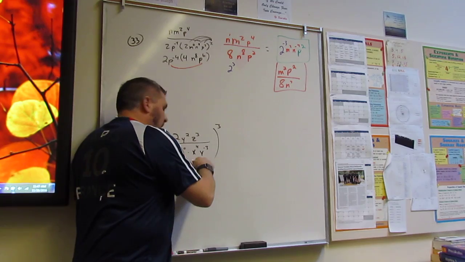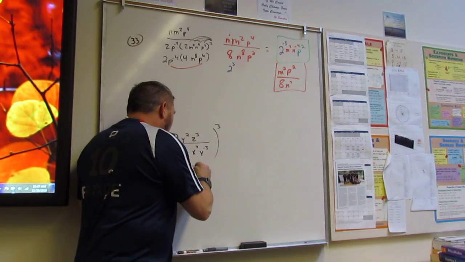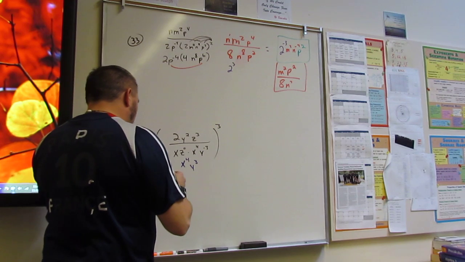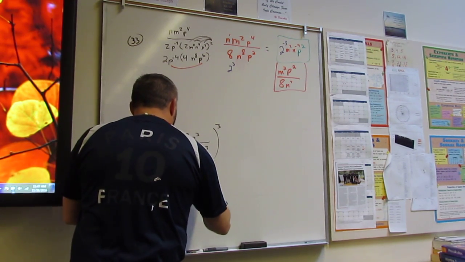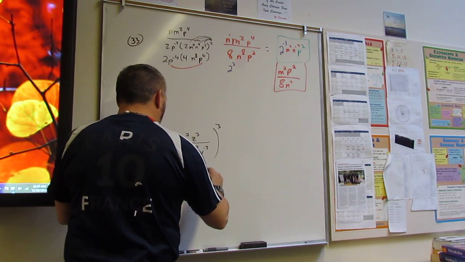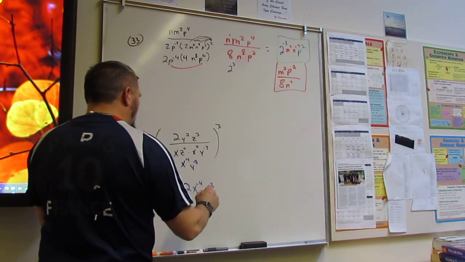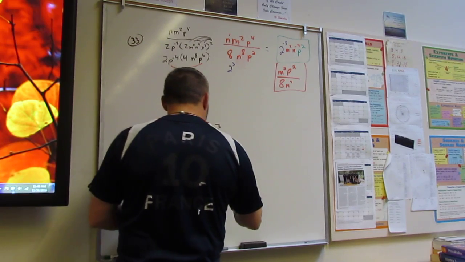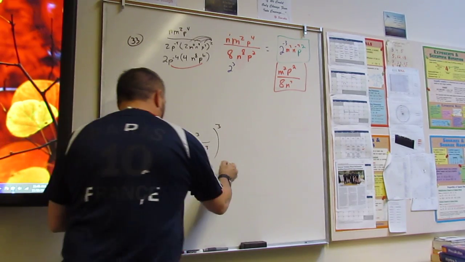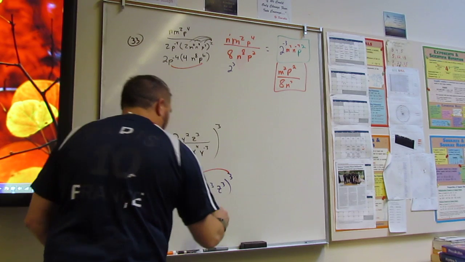First of all, I have to connect these. I've got x to the 4th, y to the 3. Now I'm going to bring them together. So now I've got 2x to the negative 4, y to the 3, and z to the 3, all to the 3. And now it's going to be 2 cubed, which is 8, x to the negative 12.